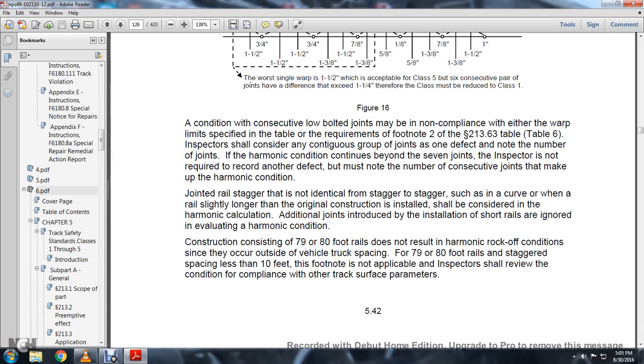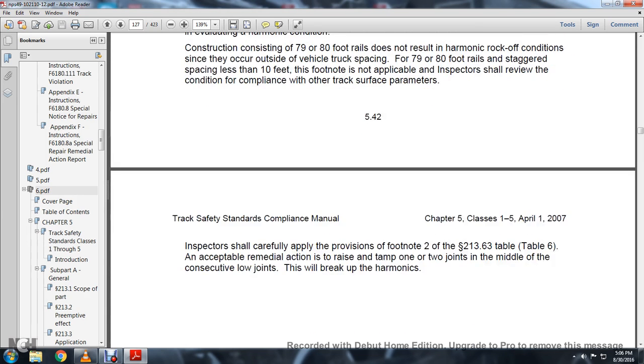Alright, joint rail staggered, non-identical stagger to stagger, such as a curved one in a rail slightly larger than the original construction installed, shall be considered in the harmonic calculation. Individual joints introduced by installation of short rails are ignored in the evaluation of the harmonic condition. Construction consisting of 79 to 80 foot repaired rails does not result in harmonic walk-off conditions, since they occur outside the vehicle truck spacing. Where 79 to 80 foot rails are staggered less than 10 feet, the footnote is applicable. The inspector shall review the condition for compliance with all other track surface parameters.